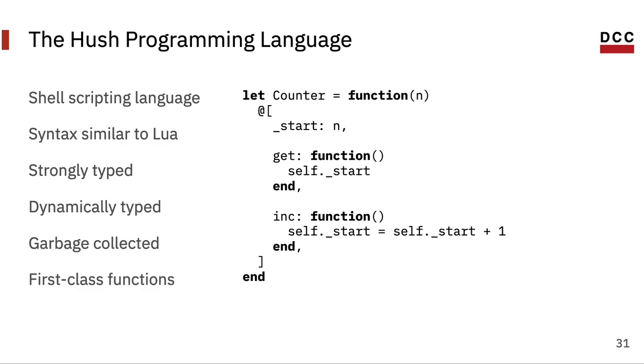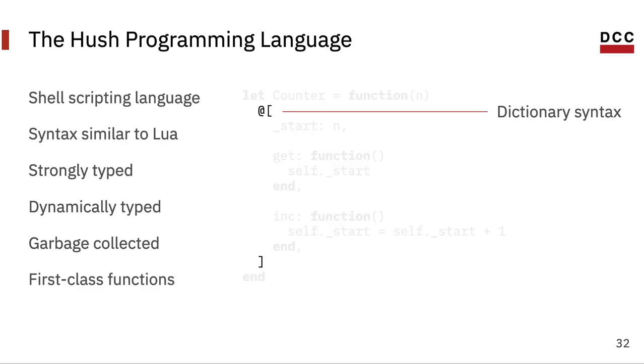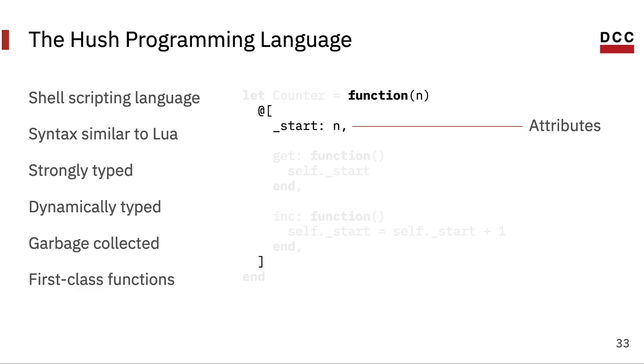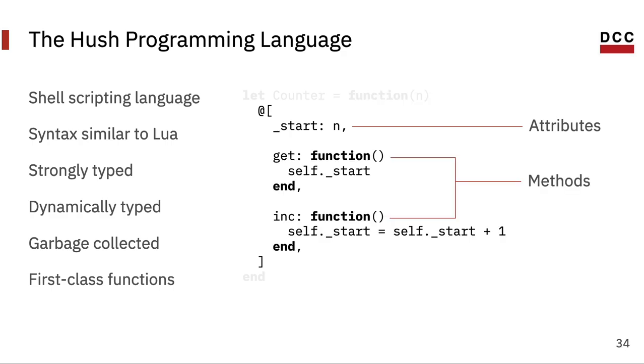Hash does not have classes. Objects are created as closures. A class is pretty much a function that returns a dictionary that contains state and behavior. That's the syntax for dictionaries, an object, a dictionary that's created explicitly, without any special syntax. In this example, our object contains an attribute, start, which is bound to n, which is the argument of the function that creates objects. And it contains two methods, which are simply functions bound to keys in the dictionary.